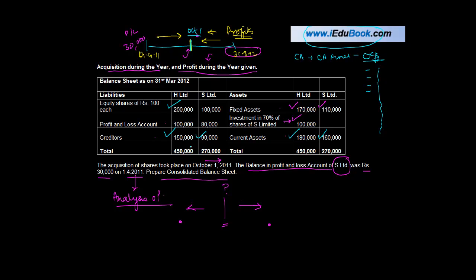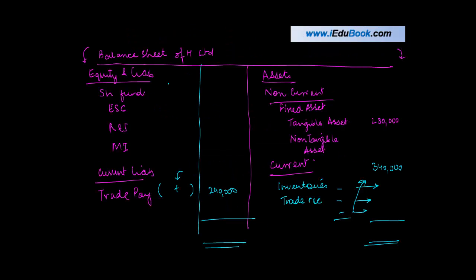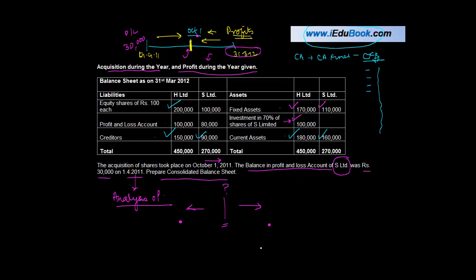Then equity share capital 2 lakh. I'll only take the equity share capital of H Limited. So where do I take the balance? I can take it simply in the outer column. What about the equity share capital of S Limited, 1 lakh? This is going to go and sit in the cost of control. Equity share capital: I own 70%, so 70,000 here. Minority interest.